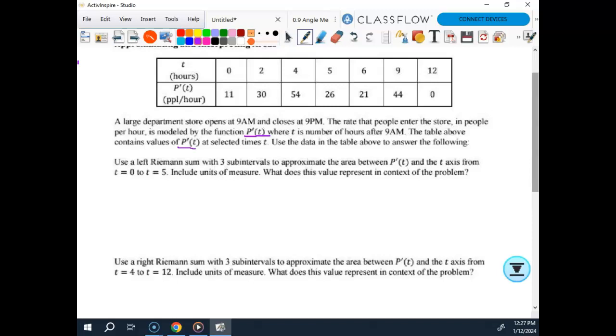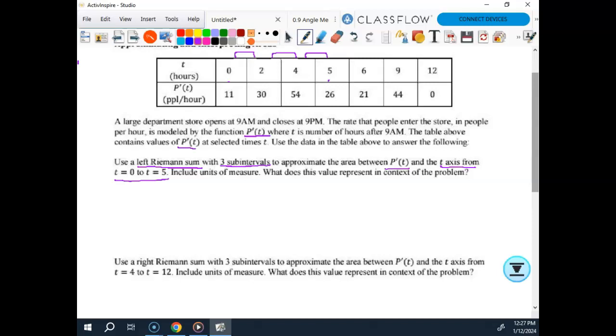We're going to use the data in the table to answer the following. All right, so it says use left Riemann sum, okay? 3 subintervals. Does it say equal? No. Could they still be? Yes. Should I make it do that? No. What should I pay attention to? My data, right? Should actually look at what I have. To approximate the area between p prime of t and the t-axis, which is your x-axis, from 0 to 5, okay? So I'm going from 0 to 5, and I need 3 subintervals, and that makes it very nice right here. 1, 2, 3. Okay. So, include units of measure.